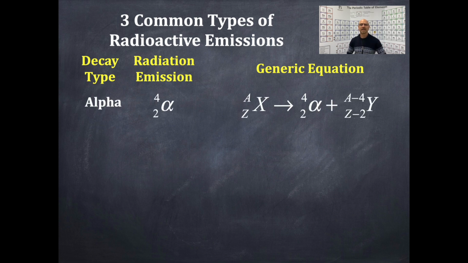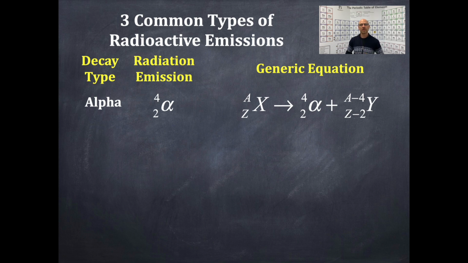Number one is alpha decay. What is alpha decay? The emission itself is a 4, 2, and an alpha. So you should see in that symbolic notation right there, there's a mass of 4, an atomic number of 2, and then there's the alpha symbol, that's a Greek letter.